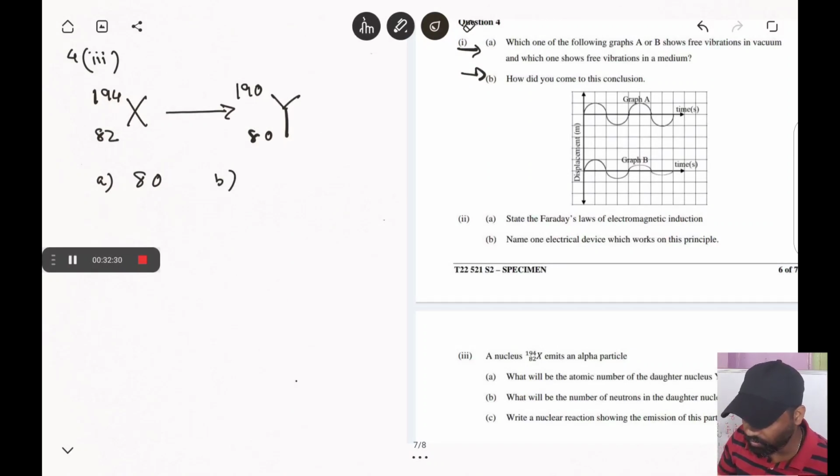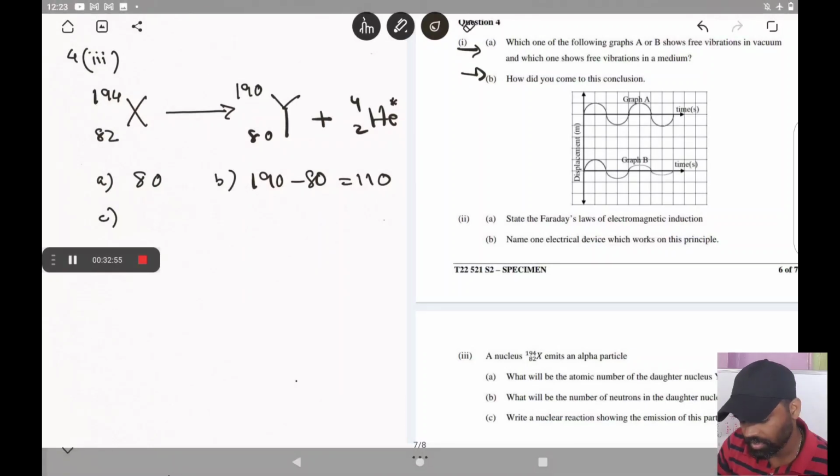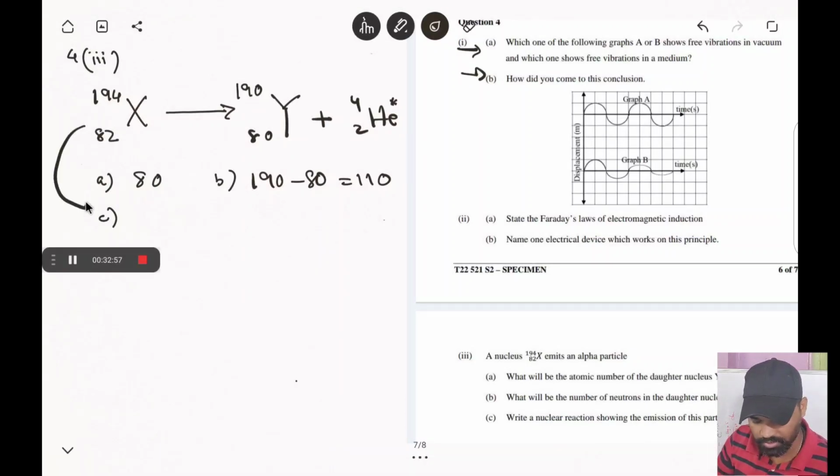Now, what will be the number of neutrons in the daughter nucleus? How do you find the number of neutrons? Mass number minus atomic number, that's 110. Very easy. Part C: write a nuclear reaction showing the emission of the particle. That's it, just add plus helium. Yes or no? This is my third answer, part C. Done. They've asked for the reaction.